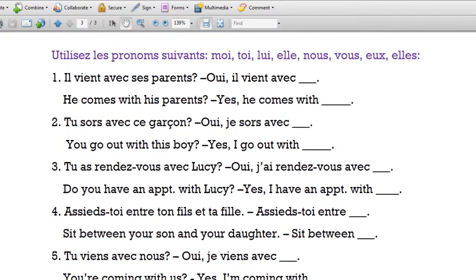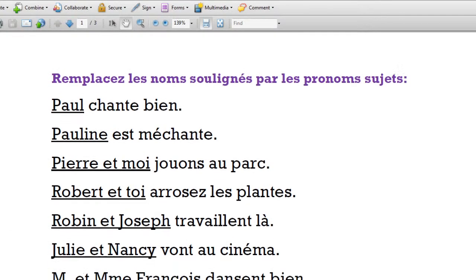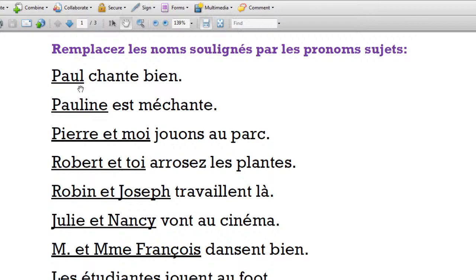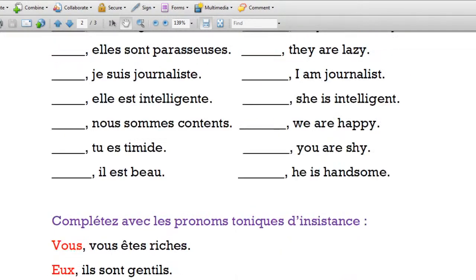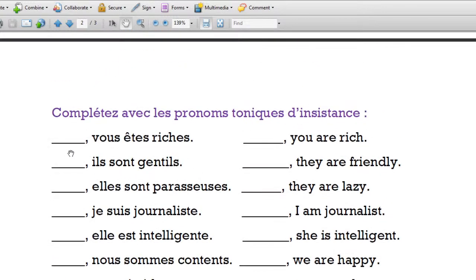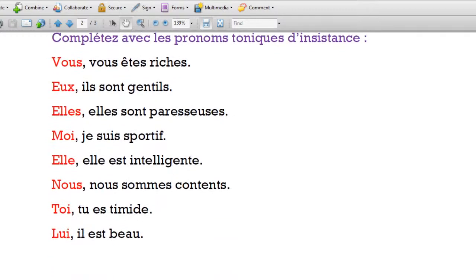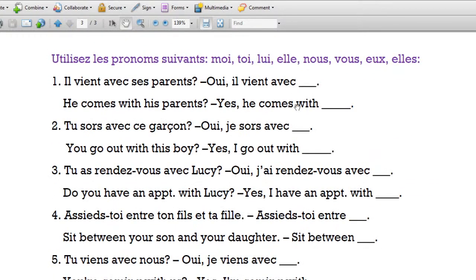Now, I guess you have understood what the subject pronoun is. Subject pronoun is used to replace a proper noun which plays the role of a subject here. A noun is replaced by a proper noun or any noun. Even things can be replaced. They are replaced by the pronoun sujet: je, tu, il, elle, nous, vous, il, elle. And pronoun toniques are used as insistence, and with prepositions. You can see avec, entre is between. Again, avec, pour, devant, whatever prepositions you can use.